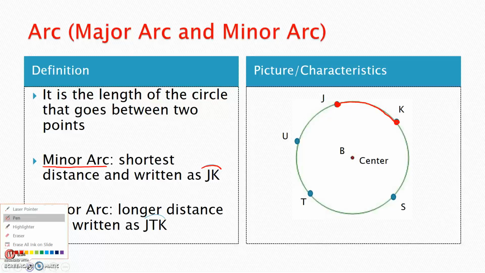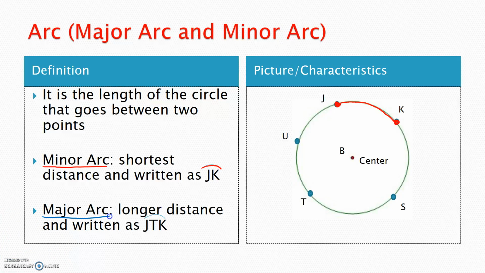Now, what if I want to go the other direction? What if I want to go all the way around? That's what we call the major arc, and it's the longer distance, and it's written using 3 letters now. So again, J, T, K, and we still use the little arc symbol up top. This time I'm going from J, I cross through T, and I keep going until I get to K. So that is what we call the major arc, the longer distance going the other direction all the way around.